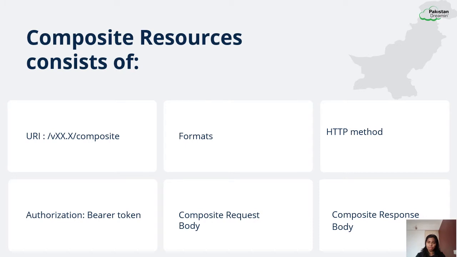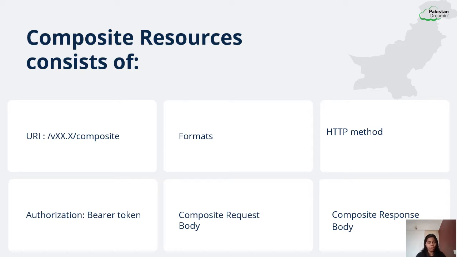What do composite resources consist of? First, it will have a URI which has the API version followed by the word composite. The current API version is 52.0, followed by composite. For each of the different types of composite resource, the URL will vary. We will see that in the upcoming slides. Then the format is JSON or XML and the method is HTTP. Authorization is a bearer token. And most importantly, a composite resource consists of its request body and response.